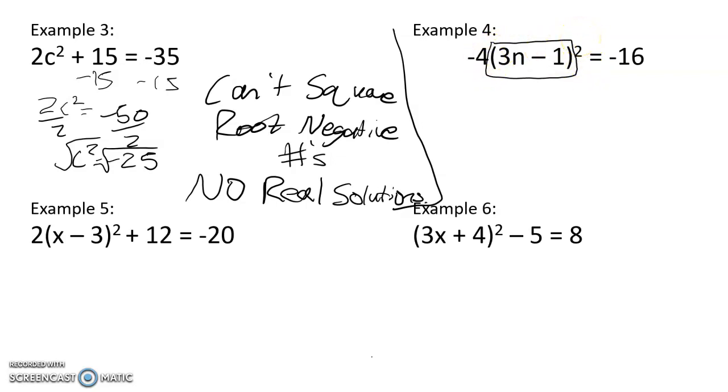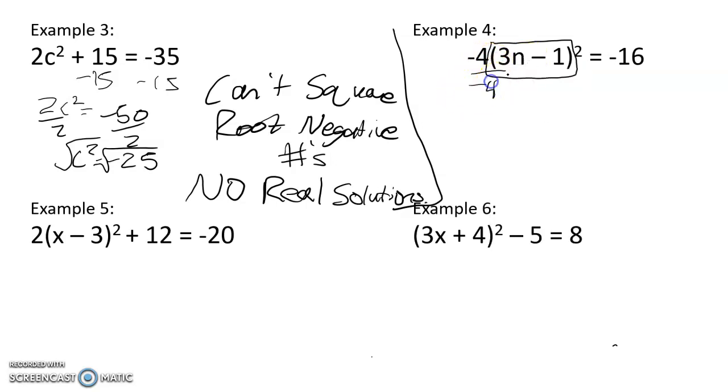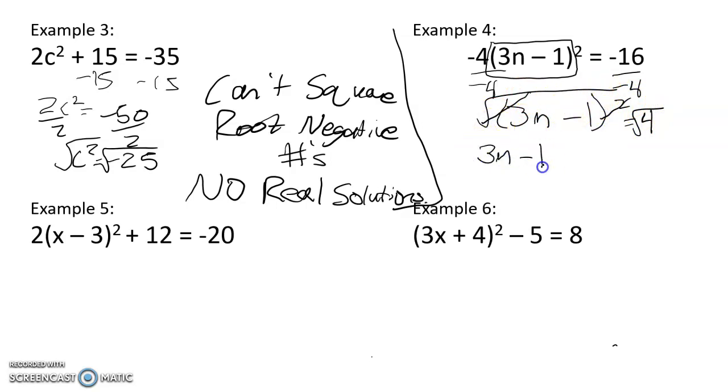So what I'm going to do now is, well, I got to get rid of everything outside of it. The only thing outside is this -4. This -4 is being multiplied to this parenthesis here, so I'm going to divide it on both sides. So I'm going to get 3n minus 1 squared equals 16. -16 over -4 is going to get me, well, just +4. Once I get this parenthesis all by itself, square root both sides. That cancels out the squared part here, and I'm just left with 3n minus 1 equals square root of 4.